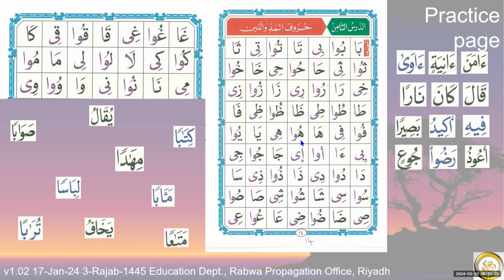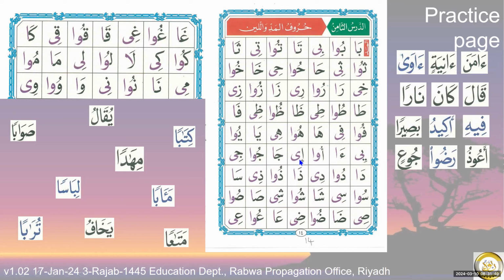Ha fatha alif, ha. Ha dhamma waw sukun, hu. Ha kasra ya sukun, hi. Ha, hu, hi. Ya fatha alif, ya. Ya dhamma waw sukun, yu. Ya kasra ya sukun, yi. Ya, yu, yi. Hamza fatha alif, a. Hamza dhamma waw sukun, u. Hamza kasra ya sukun, i.